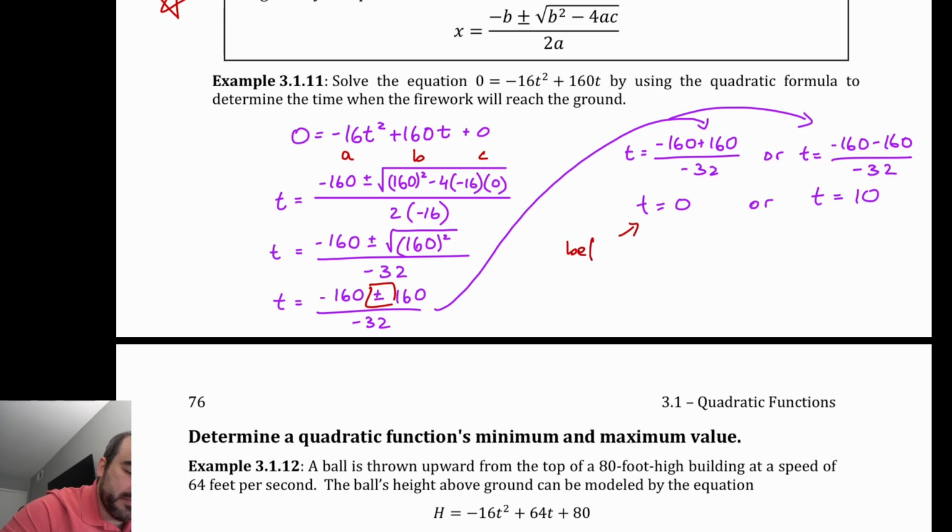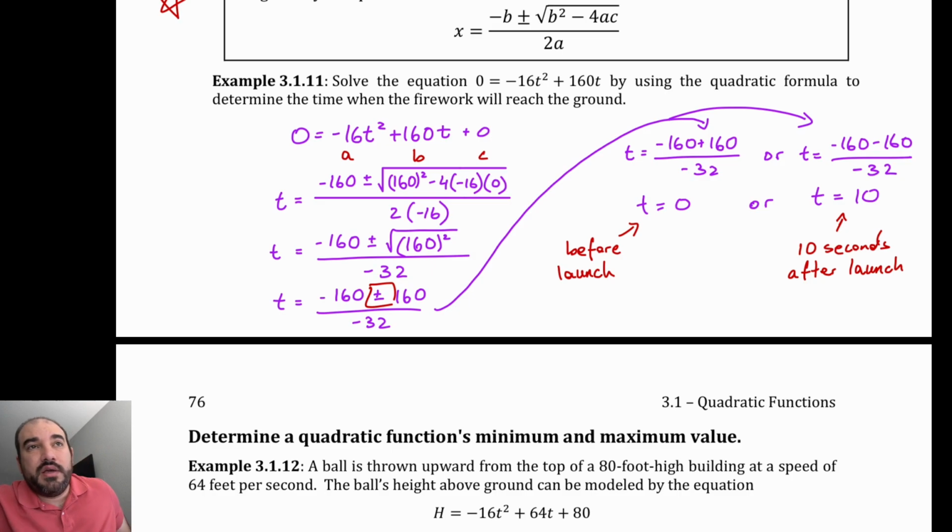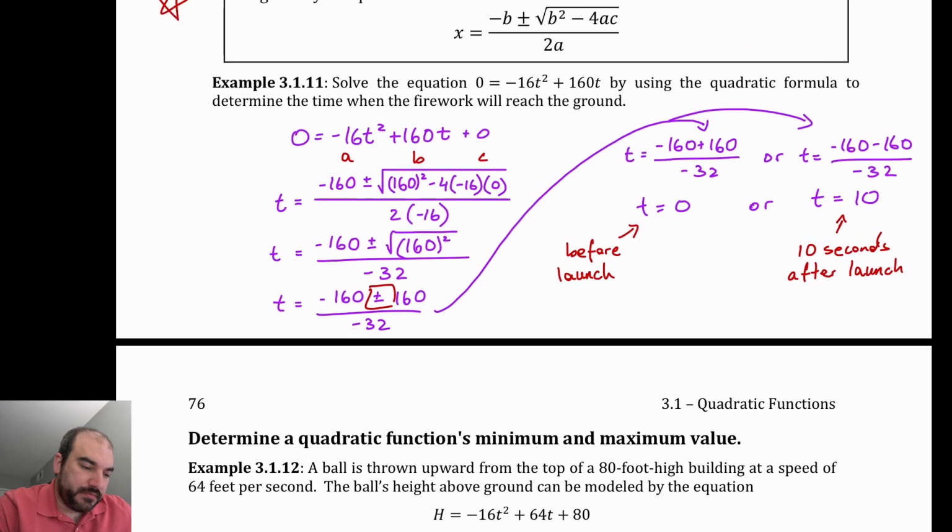Again, this is before launch. And this is 10 seconds after launch, as far as the firework is concerned. Are there any questions? Okay.